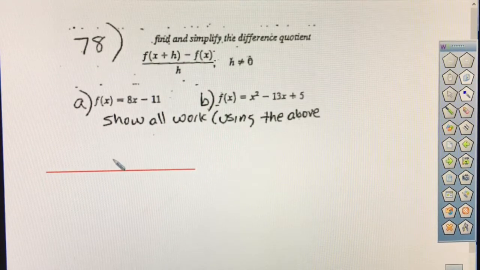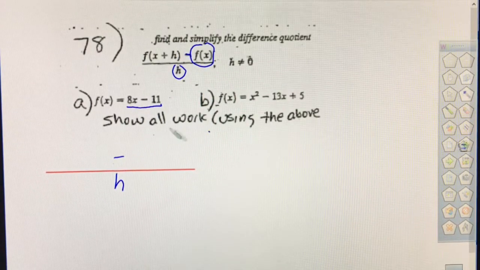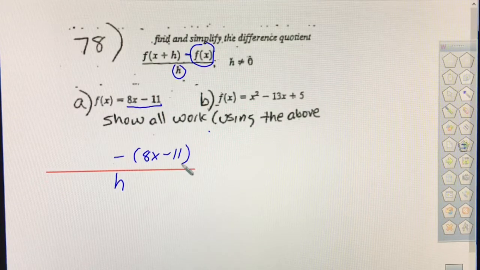I'm going to put a minus sign on top of that division bar for this minus sign here. Then I'm going to put h for this h underneath of it. Then I'm going to take that f of x, see how f of x is in the back end? I put f of x back there. Whoops, I'm not going to put f of x there. I'm going to put 8x minus 11. I'm going to wrap it because I have to distribute that negative.